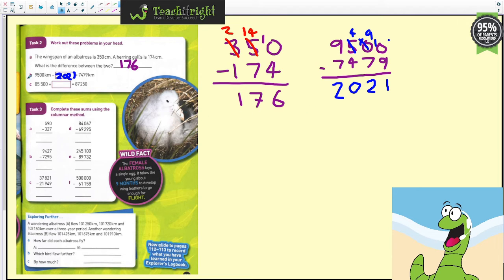Right, part C. Again, very similar question. This number, add what gets you to this number? Well, we need to find out what the difference is, because the difference in these numbers will be what we have added on.